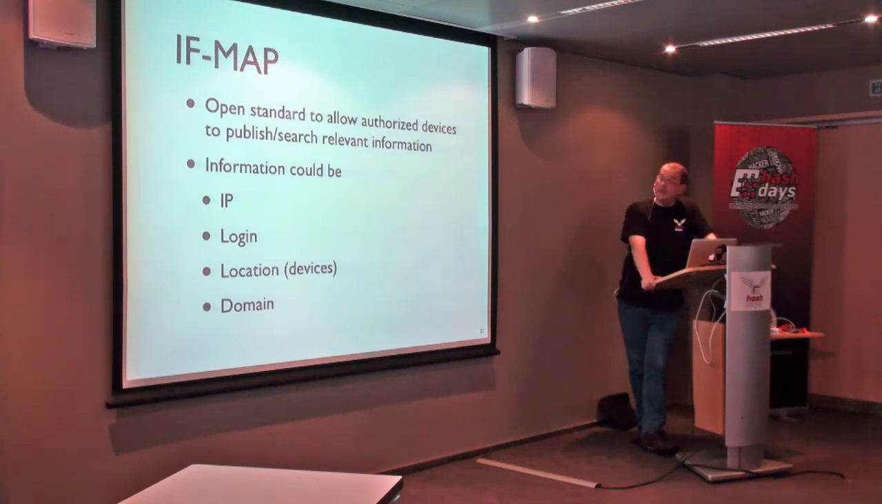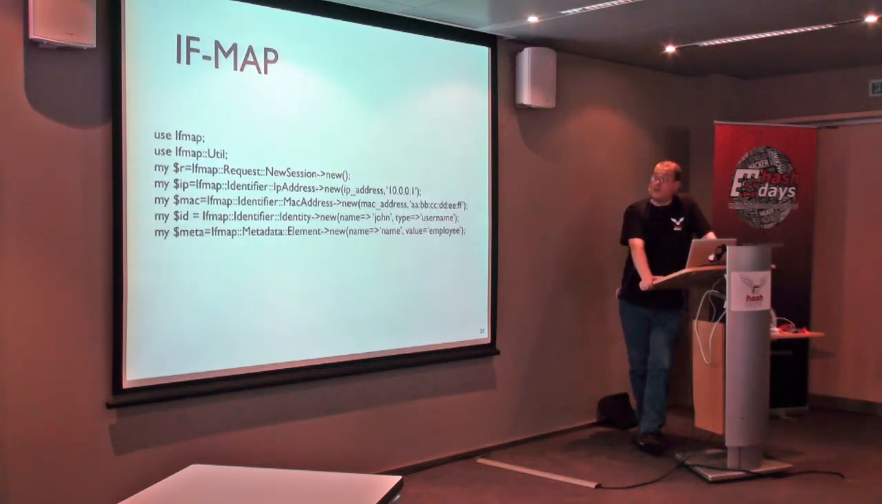IF-MAP, so this is the protocol I described a few minutes ago. It's an open standard, mainly used on the Infoblox systems. And using IF-MAP, you can publish nice information, or you can search for information in some kind of database. You can search for IP addresses, login, location, a domain. Location can be interesting. You will be able to locate which device is connected on which switch port, for example. And based on this, you can also use Perl, and you can generate nice requests.